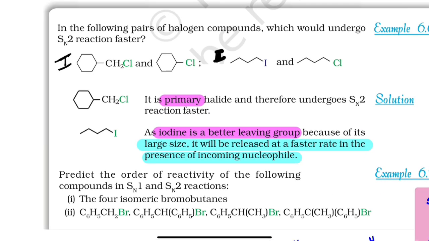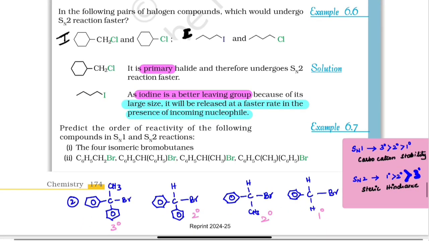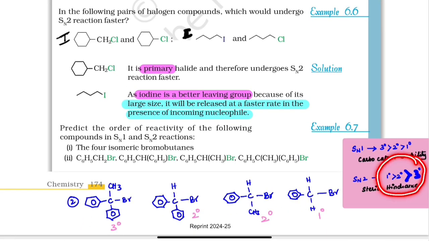So here halogen is attached to this carbon, and here halogen is attached to this carbon. Here you know that SN2 mainly depends on steric hindrance. So this is the primary carbon, and this is the secondary carbon. What is the order of the reaction for SN1? For SN1, the order of reaction is primary greater than secondary. Here this is the primary carbon, and here it is the secondary carbon. Therefore this will undergo SN2 faster.